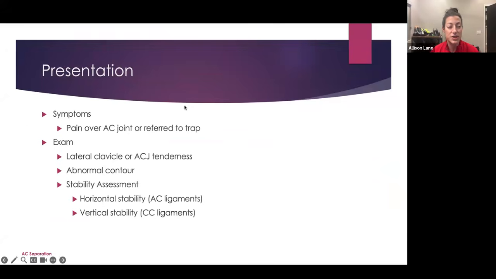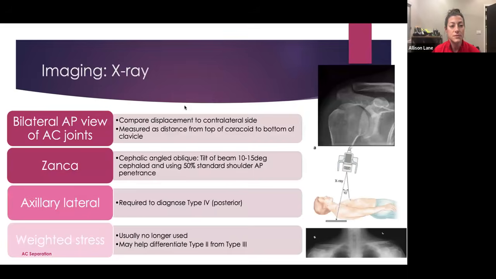When we see AC joint injuries, we're typically seeing pain over that AC joint, the superior aspect of the shoulder, and the trap will have some tenderness to the AC joint, the lateral clavicle. You may see some abnormal contour, and you really want to get a good assessment of the stability of that joint. We're looking for that horizontal stability of the AC ligaments and then the vertical stability with the CC ligaments. We're going to diagnose this with x-rays. A clavicle series is really what we're looking for here. You get the bilateral AP view of the AC joints, and then you're going to get that Zanca view.